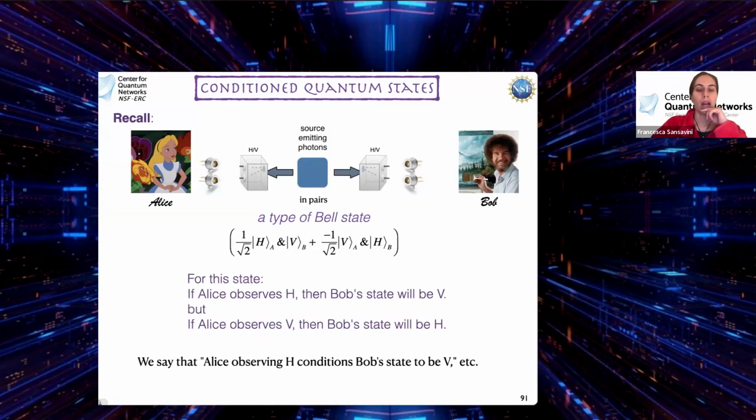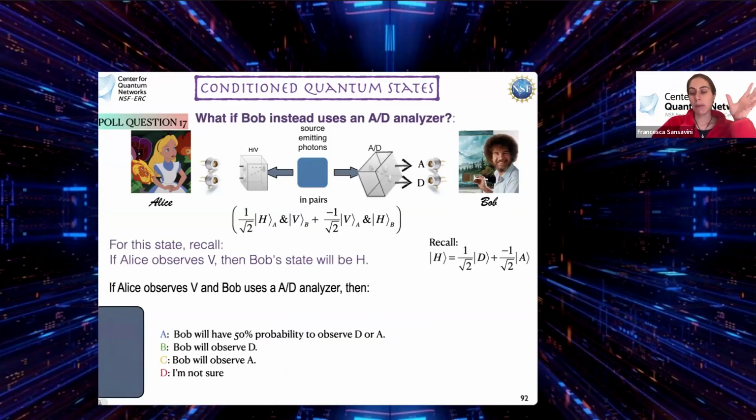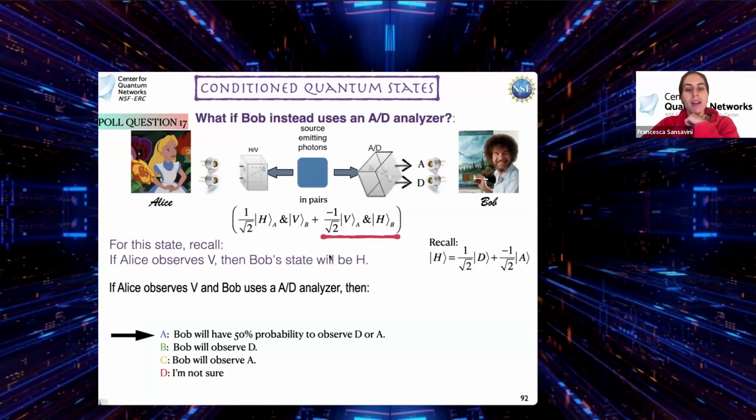Now, same question, but this time, they still share this polarization Bell state. Alice will use an HV analyzer, but this time Bob will use an AD analyzer. Alice observes V. Bob uses his AD analyzer. What will he get as a result? And 84% answer that Bob will have 50% probability to observe D and A, which is the correct answer.